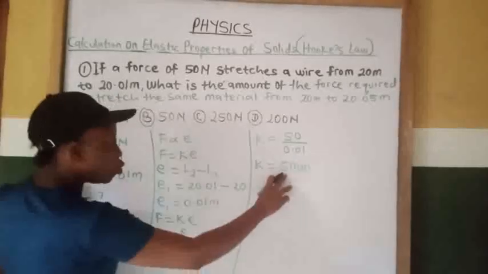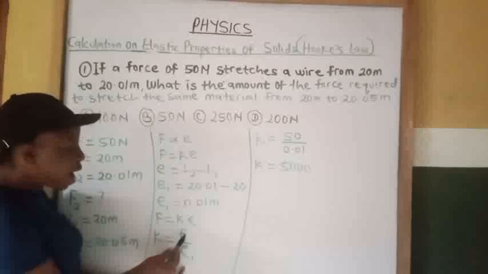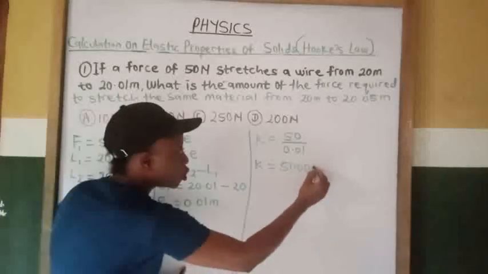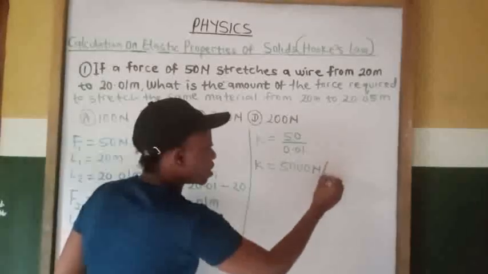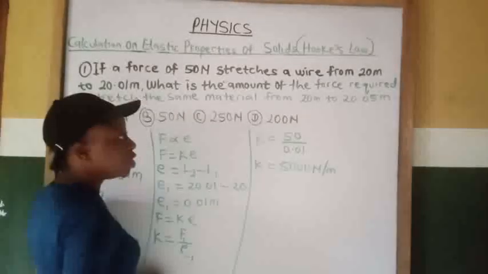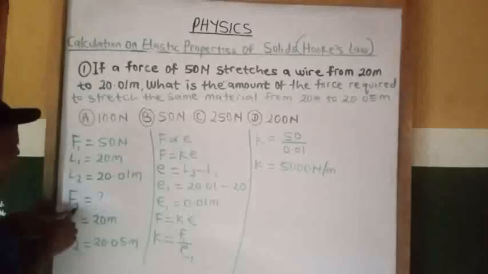So 500. What is the unit? Our force is in Newton, then extension is in meter. So we call this Newton per meter. Newton per meter. So we are looking for F2.